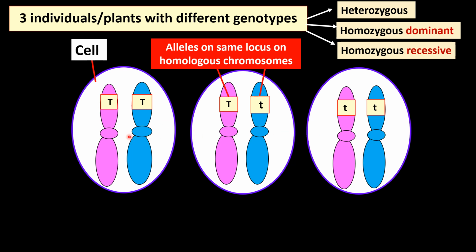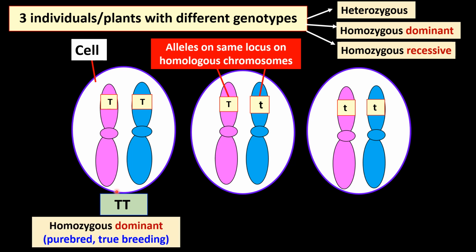If you look at the first cell here, this individual or organism is described as heterozygous, homozygous dominant, or homozygous recessive. So look carefully at the alleles. Since it has 2 big T alleles, it is a homozygous dominant organism, which is sometimes described as purebred or true breeding.